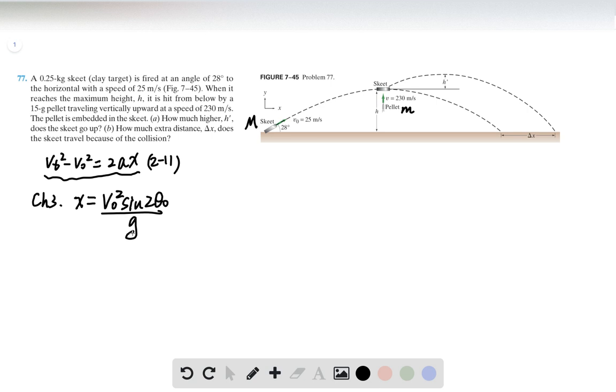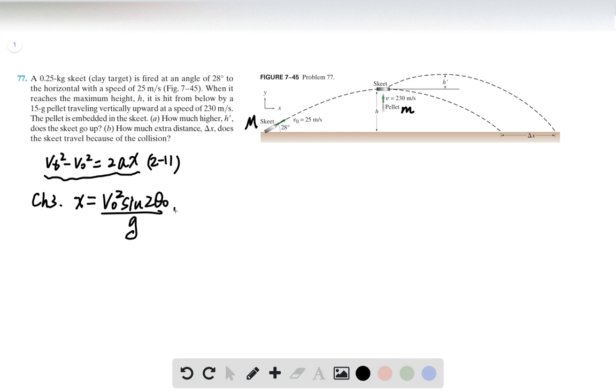This can also be derived if you just walk through it. You first find out how much time it will be traveling, because you take the velocity in the x direction and the acceleration in the x direction, so you can find the time it stays in the air. Then you multiply that time by the velocity in the horizontal direction, and that gives you the horizontal distance traveled. But here I'm just going to use these two equations. I'm not going to derive them, and again, you can always go back to chapter 3.